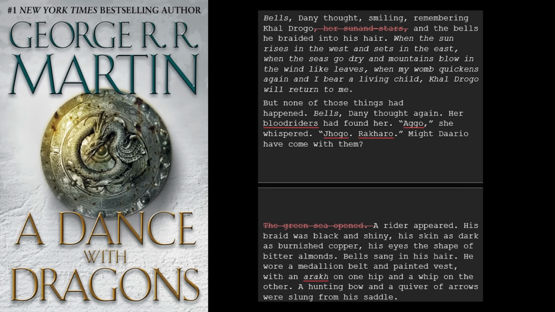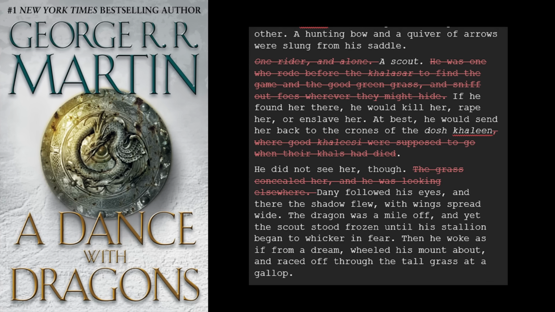A rider appeared. A hunting bow and quiver of arrows were slung from his saddle. A scout. If he found her there, he would kill her or enslave her. At best, he would send her back to the crones of the Dosh Khaleen. He did not see her, though. Dany followed his eyes, and there the shadow flew with wings spread wide.